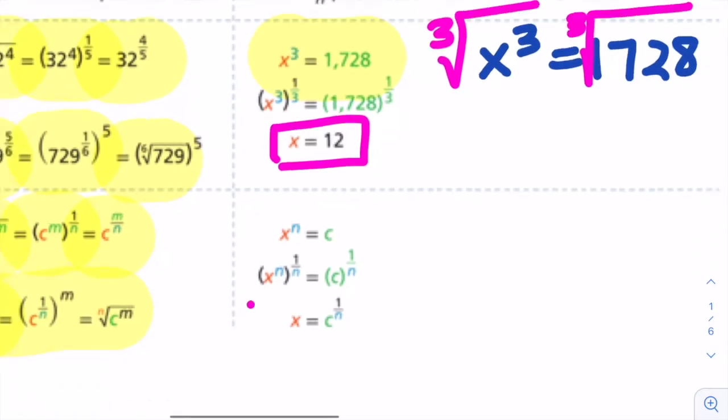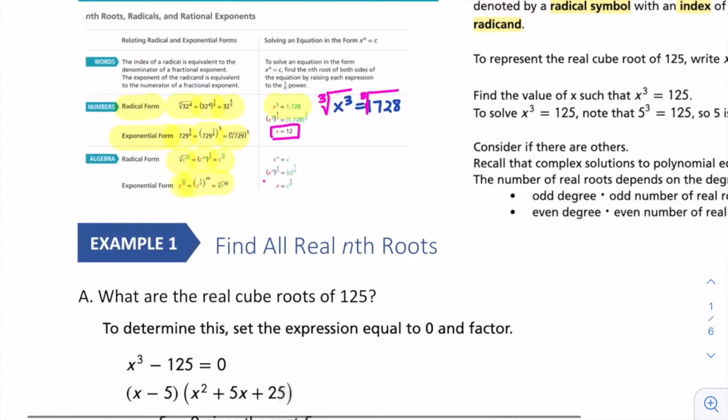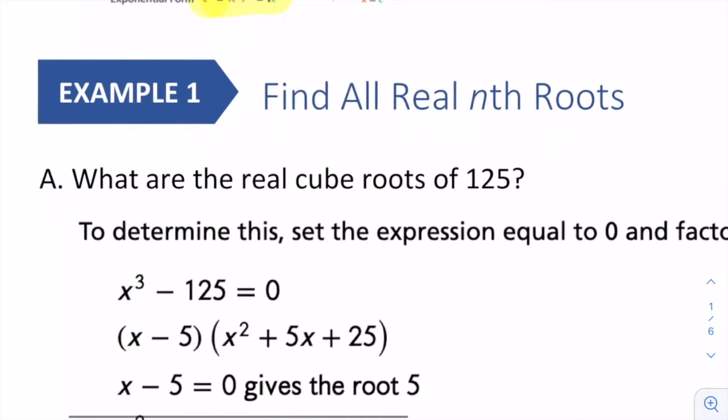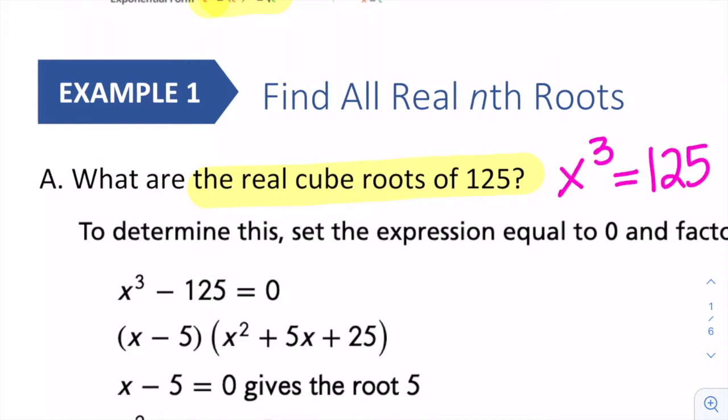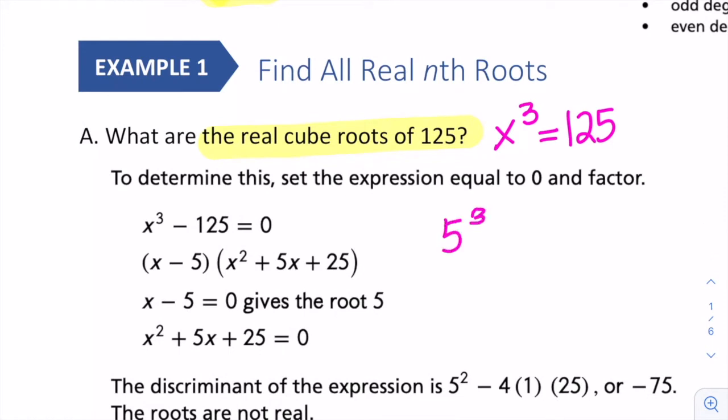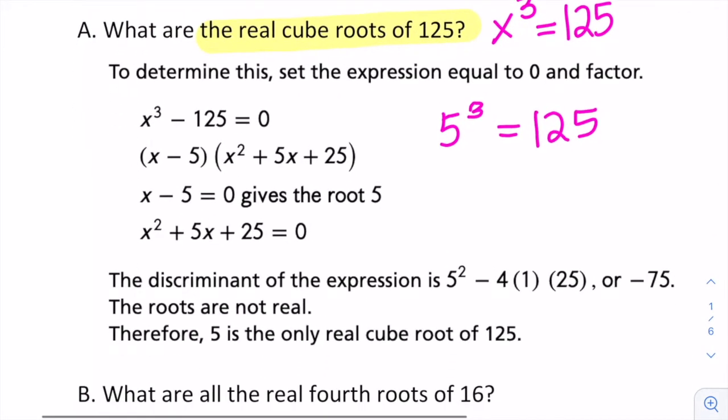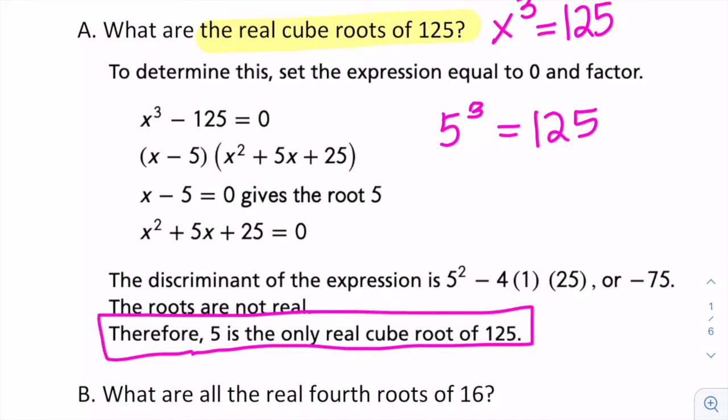Okay, so let's go do some practice problems. When we look at 125 and we want to determine what the real cube roots of 125 are, we could say x cubed minus 125 equals 0, because we're asking what x is if it's cubed to equal 125. So we could subtract that and factor it. But intuitively, you could probably figure that out easily, because 5 cubed equals 125. And so 5 is going to be the only real cube root of 125.